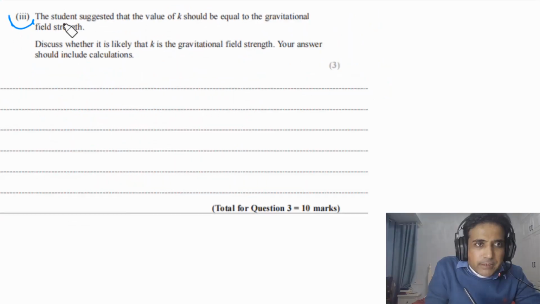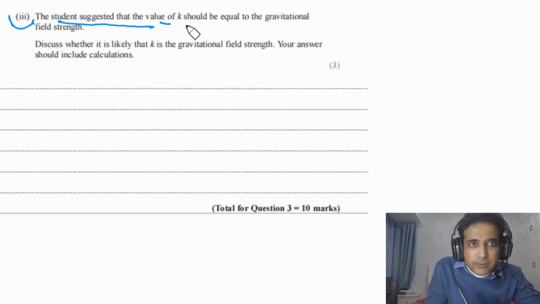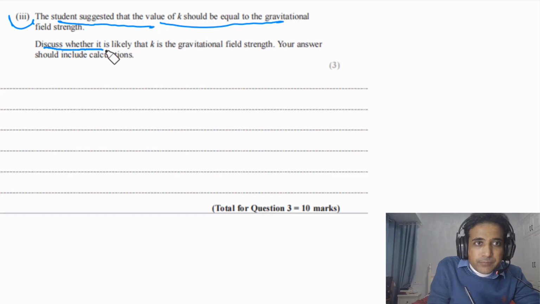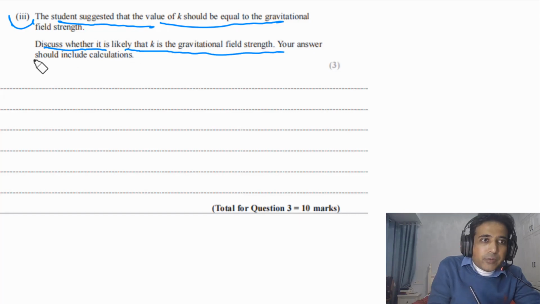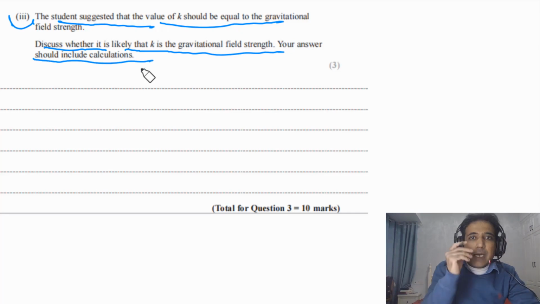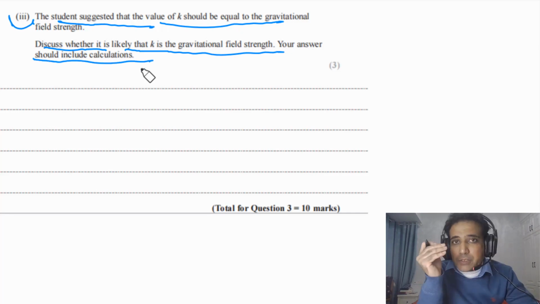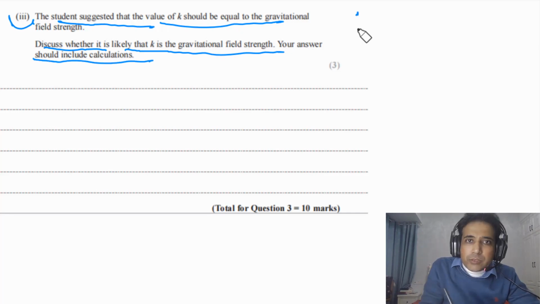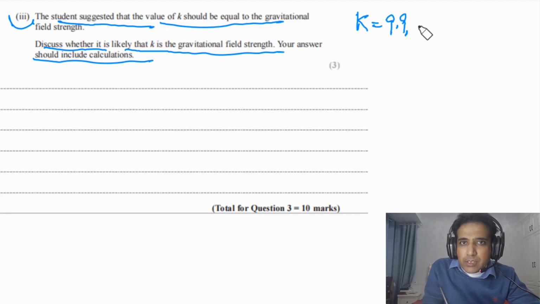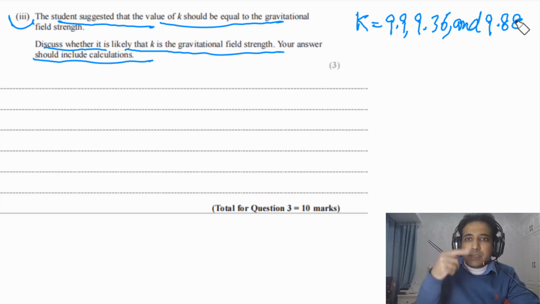The third part says the student suggested that the value of K should be equal to the gravitational field. Discuss whether it is likely that K is the gravitational field. Your answer should include calculations. It means we have to prove this with calculations. For this question, it was given to us that K is equal to 9.9, K is equal to 9.36 and K is also equal to 9.88. This is given in the last part.